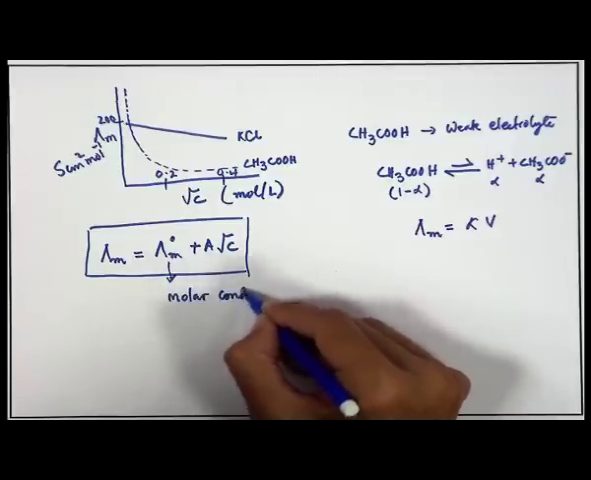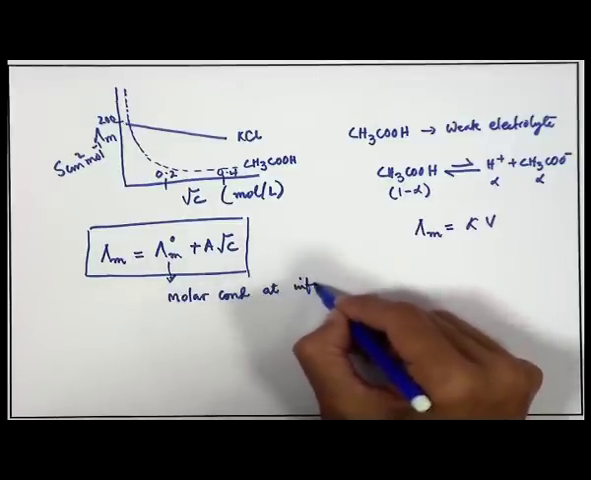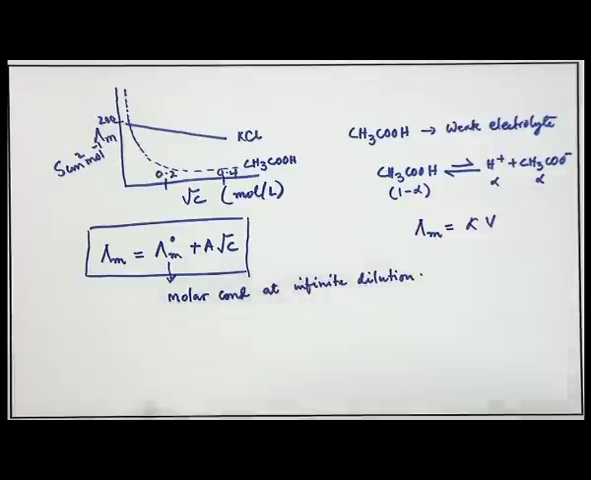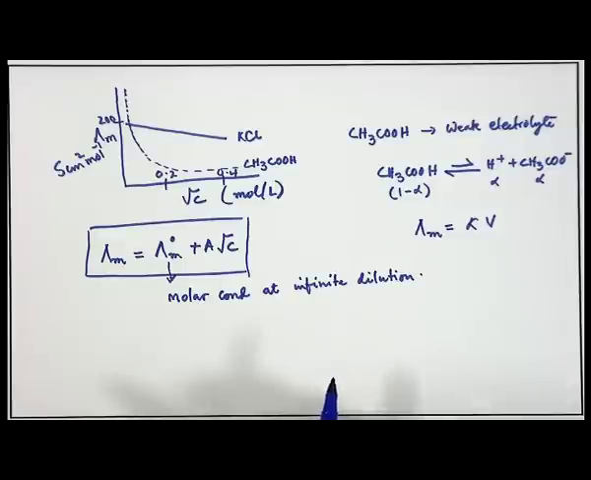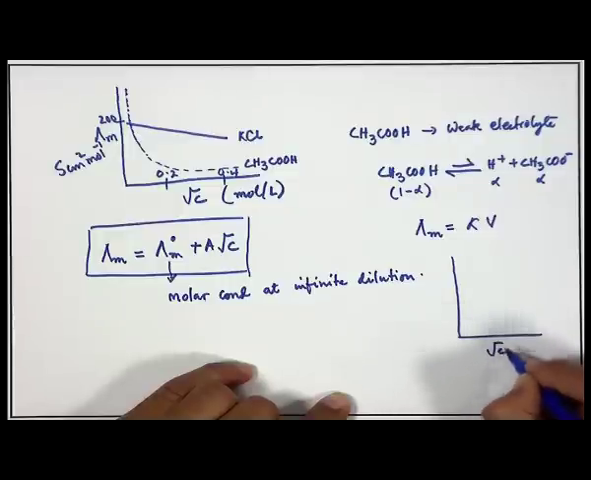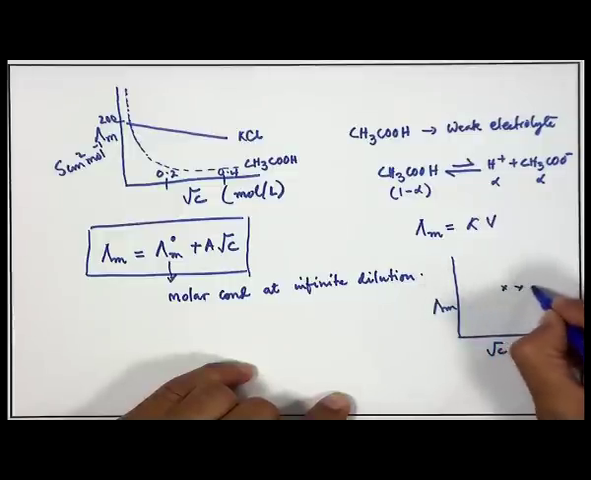Molar conductance at infinite dilution. By infinite dilution, one can understand that it is a state of dilution at which, if you further dilute the solution, there is no perceptible change in the conductance value of the solution. So, that is called the state of infinite dilution. So, if you have a strong electrolyte and you plot like this, then you have got certain points.